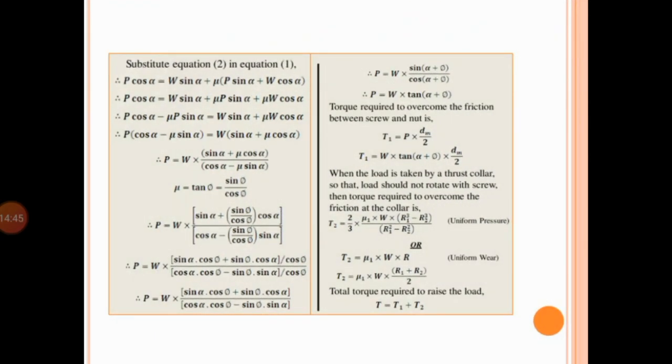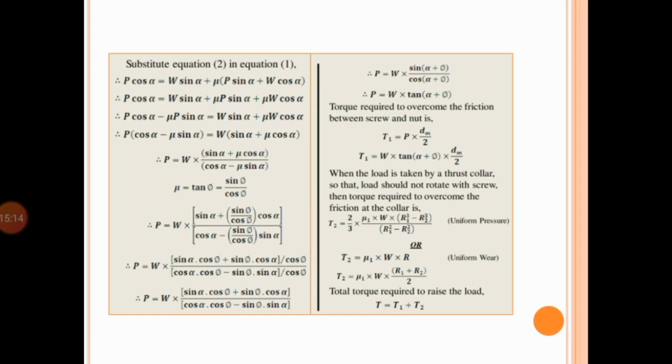Then you just need to put the value of equation number 2 into 1. You get P cos alpha is equal to W sin alpha plus mu bracket P sin alpha plus W cos alpha. By separating out the P terms on the left-hand side and the W terms on the right-hand side, ultimately you get P is equal to W into sin alpha plus mu cos alpha upon cos alpha minus mu sin alpha. But we know that mu is equal to tan phi, and tan phi is equal to sin phi upon cos phi.